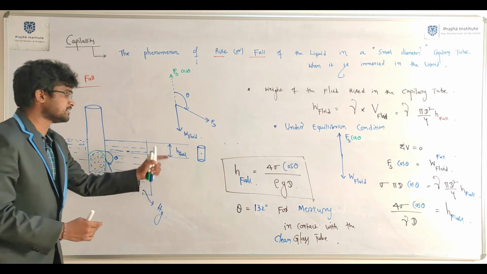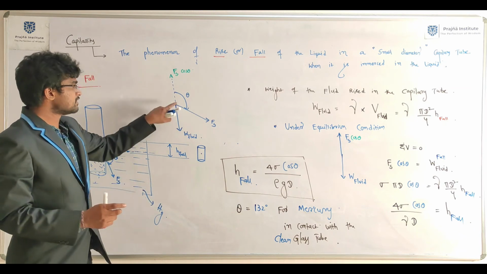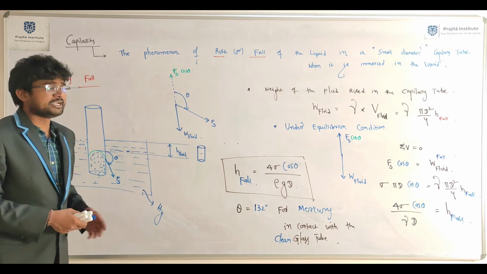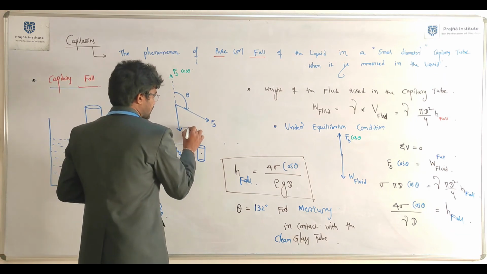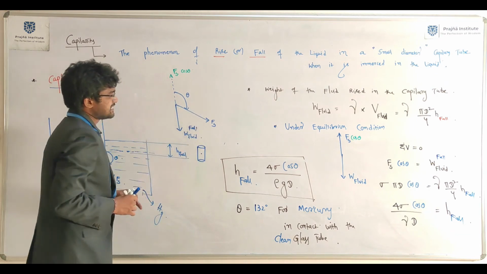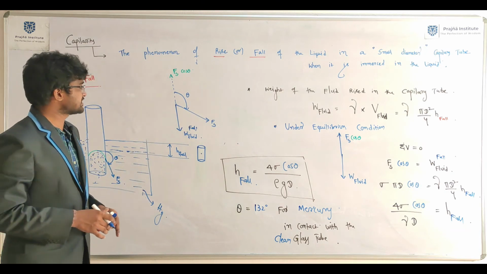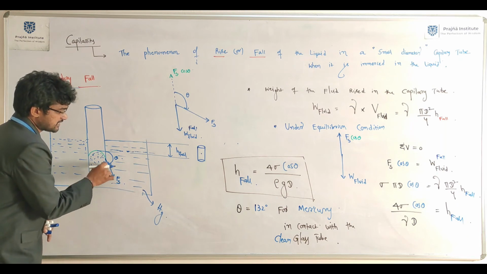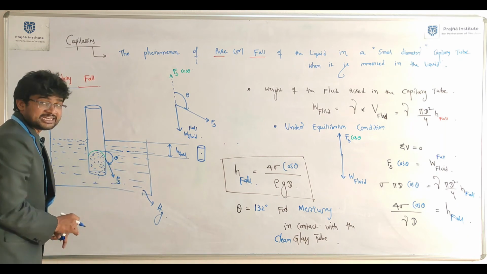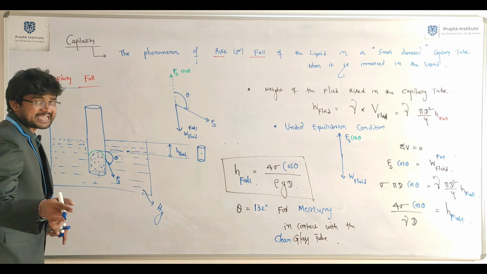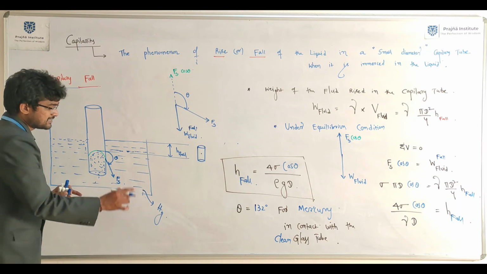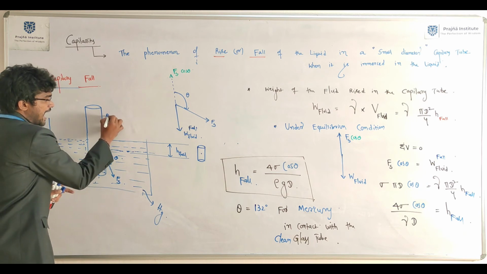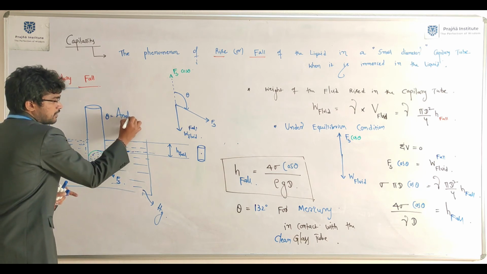How to determine the magnitude of H fall? For that, I have drawn a free body diagram. The weight of the fluid fallen is acting vertically downward, and the resultant surface tension force is acting tangentially. Theta is the angle made by the resultant surface tension with the vertical, which is nothing but the angle of contact.